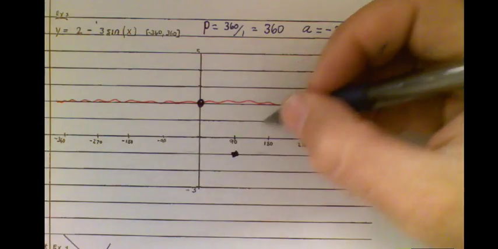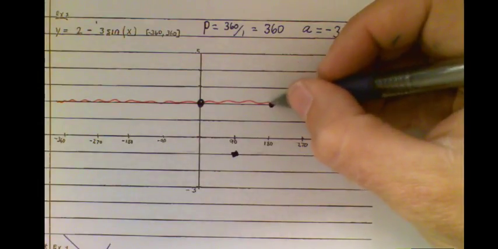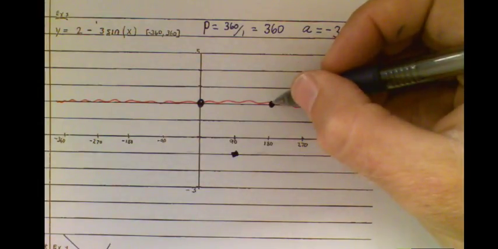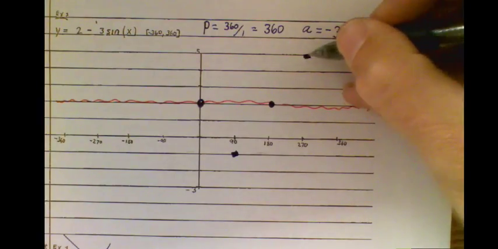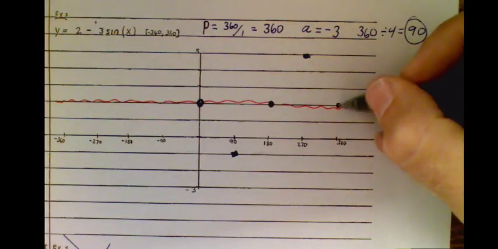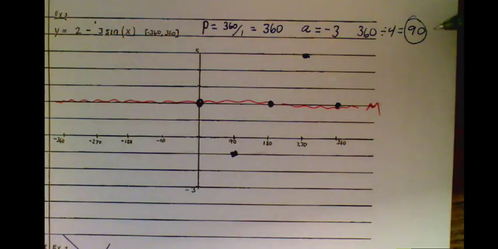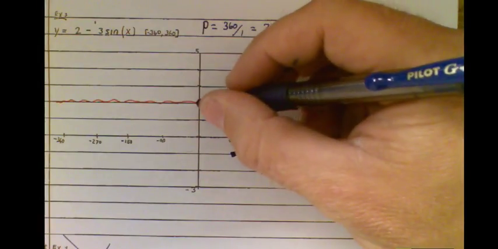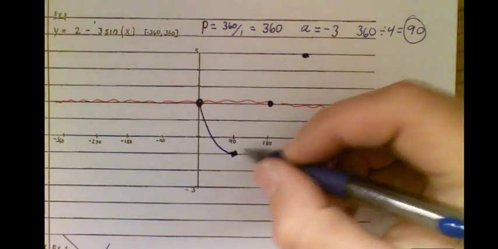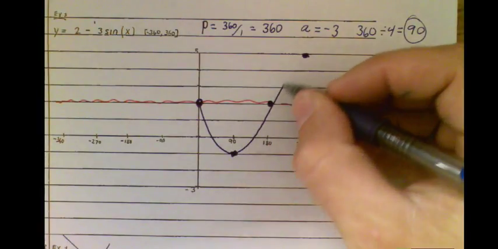At the next 90 degrees, I always go back to the midline. At the next 90 degrees, I now go up 3 units, and then the next 90 degrees, I'm back at the midline. And so remember, I'm using this idea right here to tell me how often I should be making my marks, and this just tells me how far vertically I travel from the midline. So according to this, here's what our graph will look like.